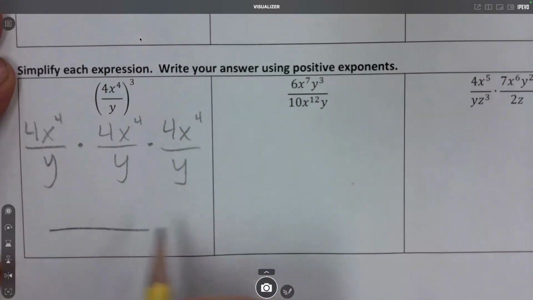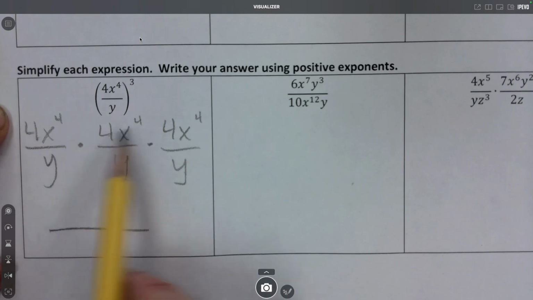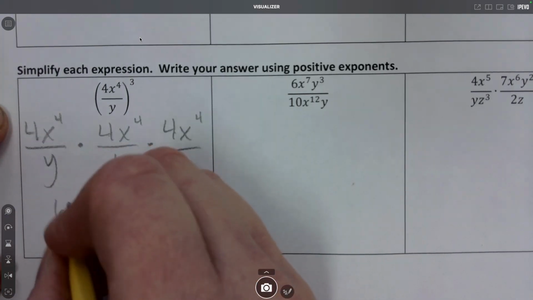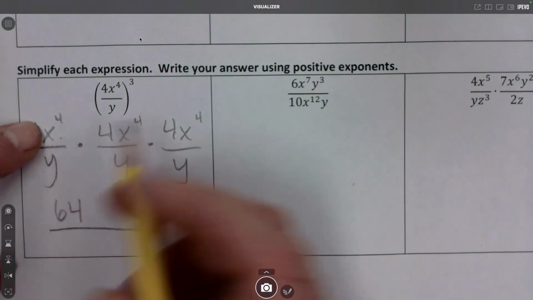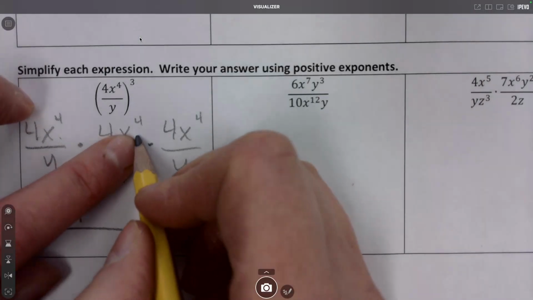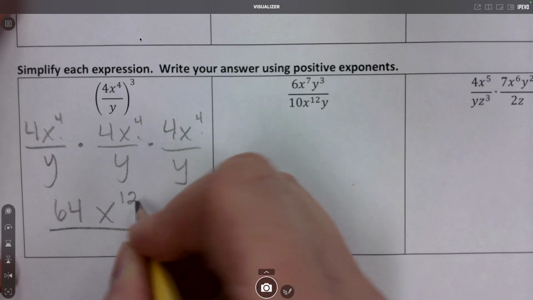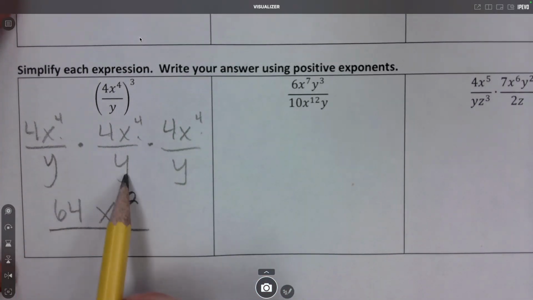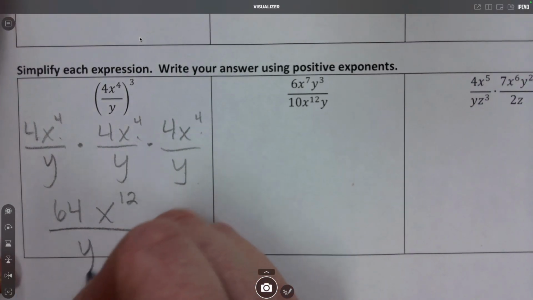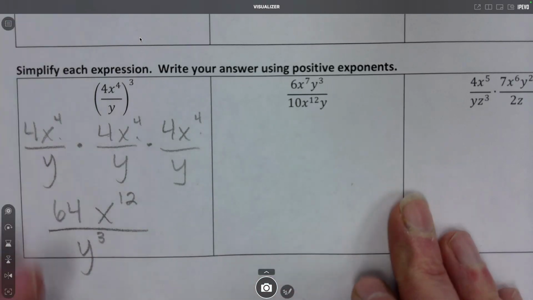So in my numerator now, I have a 4 times a 4 times a 4. That's going to make 64. And then if I have x to the fourth, and then I've got 4 more factors of x, and I've got 4 more factors of x, we're going to have x raised to the 12th power. And our denominator, y times y times y, well, that's 3 y's being multiplied together. So it'll be y cubed.